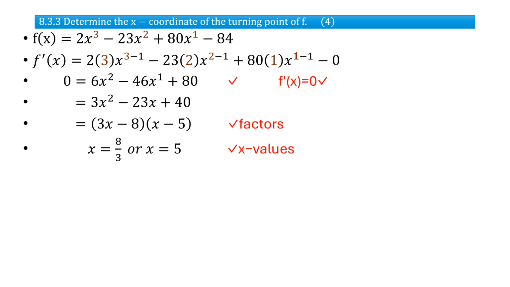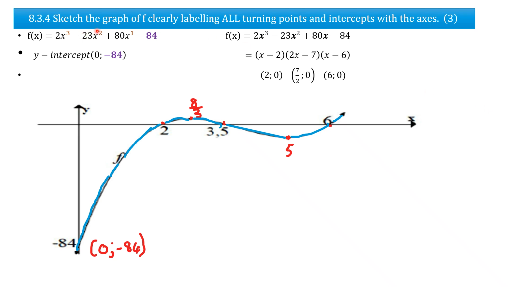Right? So now we have the x-coordinates of the turning points. We have the x-intercepts, so we are able to plot the function. So let's look at that question. Sketch the graph of f, clearly labelling all turning points and intercepts with the axes, for 3 marks.